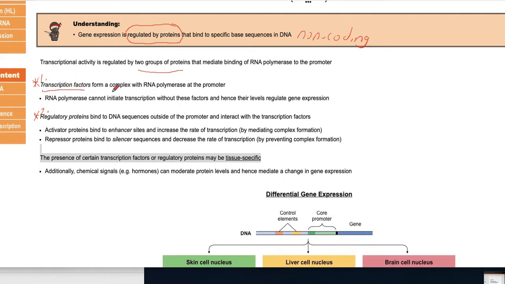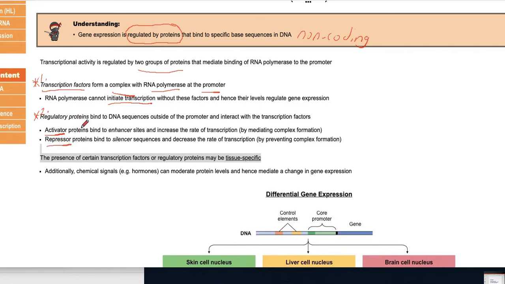So what do transcription factors do? Well, they form a complex with RNA polymerase at the promoter. Without these transcription factors, you would not be able to initiate transcription, okay? And I'll show you a picture in just a moment how that happens. What about the regulatory proteins? Well, there are two types of regulatory proteins. We have the activator proteins, and then we have the repressor proteins.